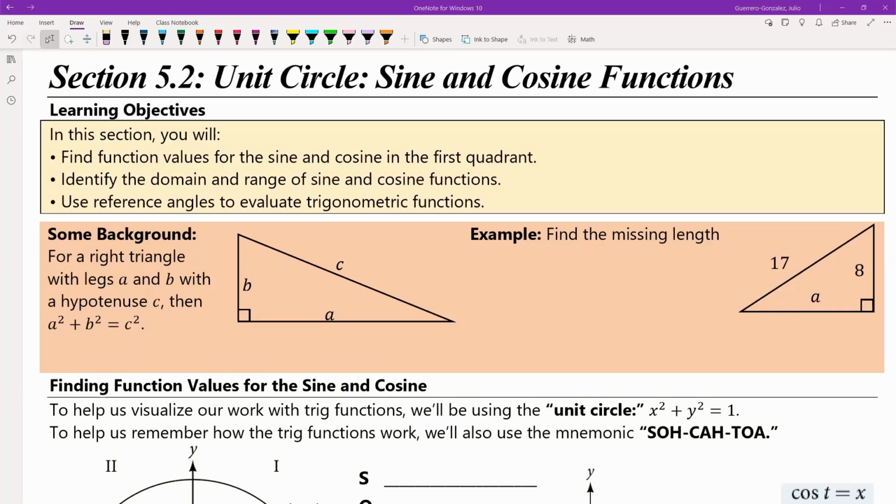Hello everyone, this is the lecture for section 5.2, unit circle, sine and cosine functions.